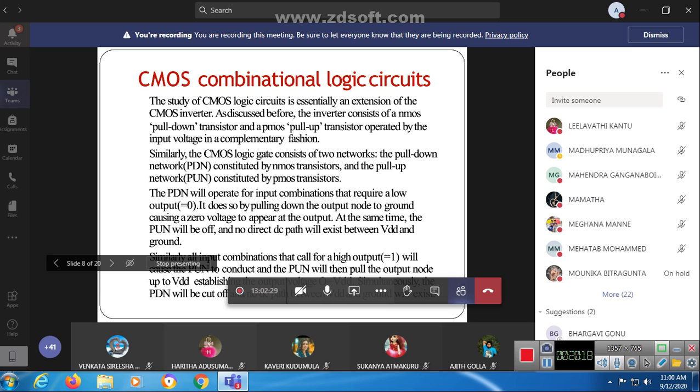So similarly, all input combinations that call for a high output will cause the pull-up network to conduct, and the pull-up network will then pull the output node up to VDD, establishing the output voltage. Output is equal to VDD. Simultaneously the pull-down network will be cut off, and no DC path between VDD and ground will exist.